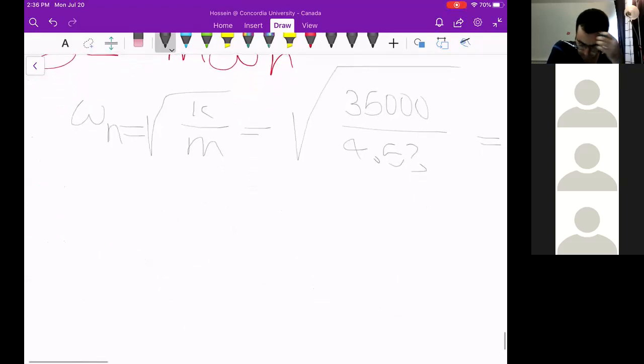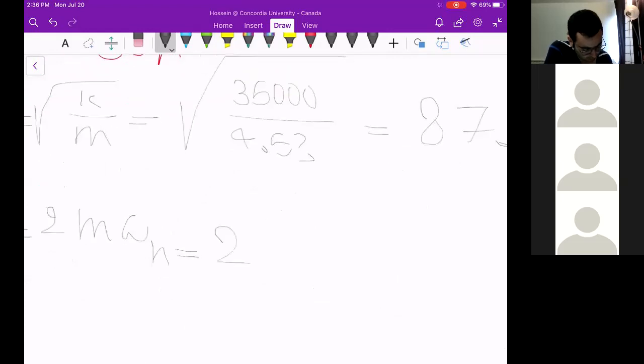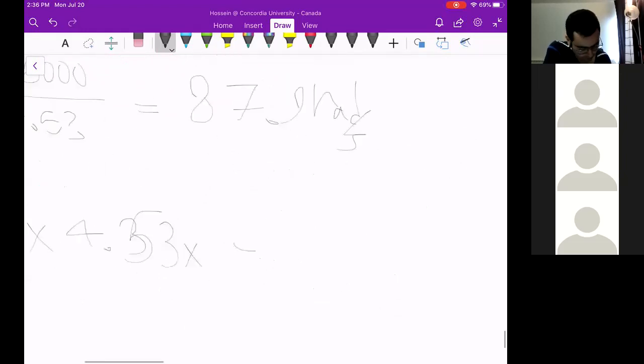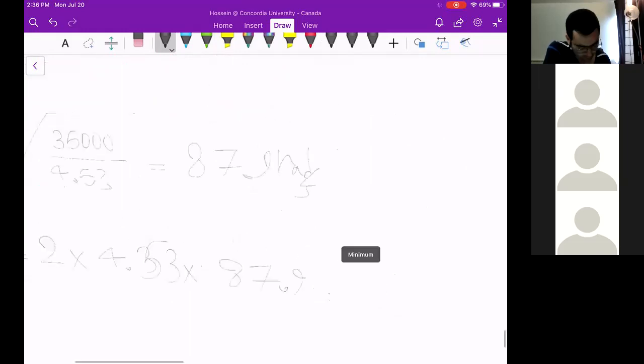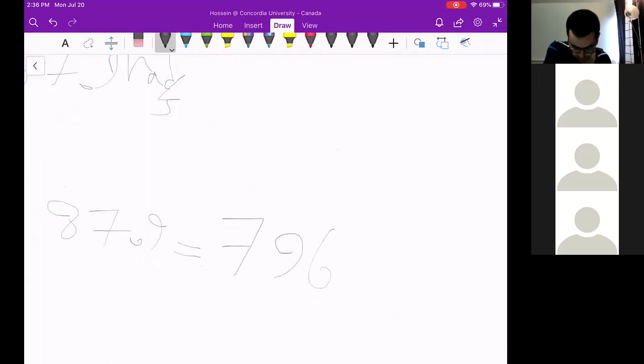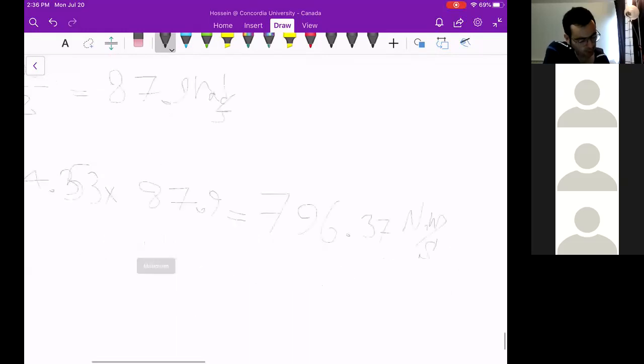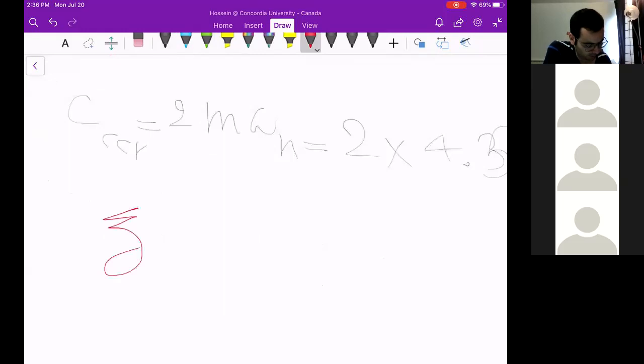Therefore C critical is 2m omega n. M is given, 4.53, multiply omega n, 87.9. Therefore C critical is 796.37 Newton second per meter. As soon as you obtain C critical, you could easily calculate zeta, C over C critical, because C is given, C critical is obtained.